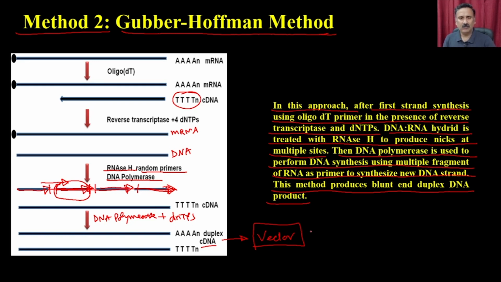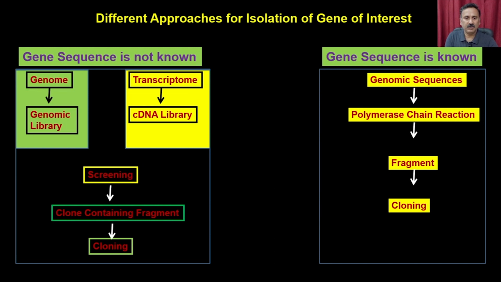So this is all about how you are going to prepare the genomic library or the cDNA library. And once you prepare the genomic library and cDNA library, you are going to get a number of clones, right? And then the next task is to screen these clones with the help of different types of analytical tools.